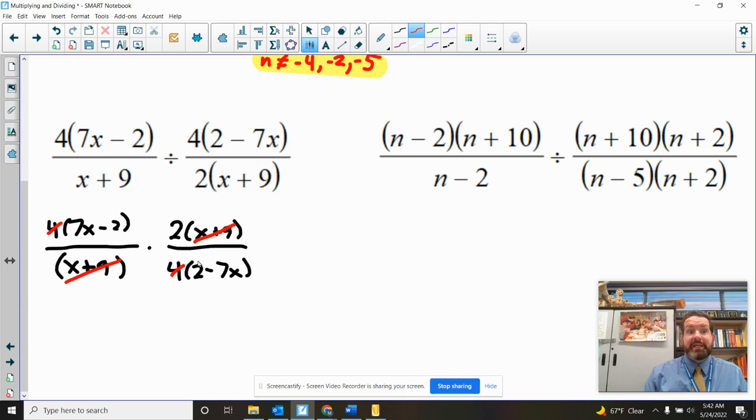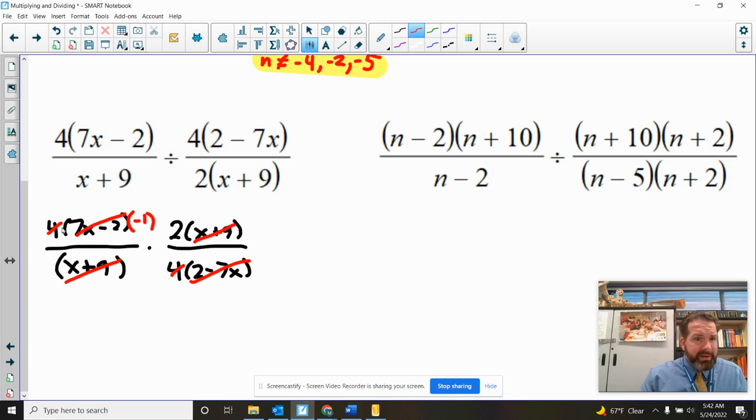Be very careful here. Yes, I can do 7x minus 2 and 2 minus 7x, because they're both subtractions. The only difference is the order. But you got to remember, when you do that, you got to replace one of them with a negative 1. Always. If the order of subtraction is reversed, yes, you can reduce, but they reduce to negative 1, not 1.